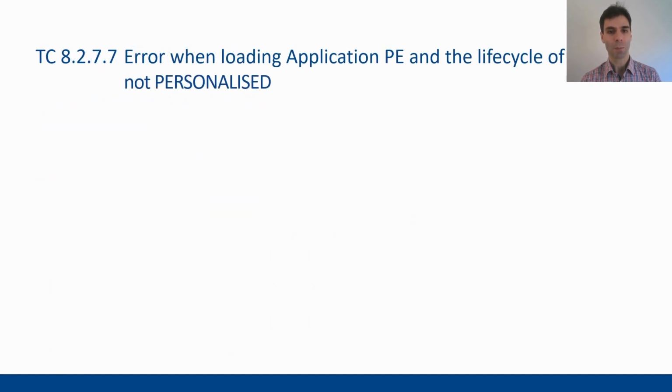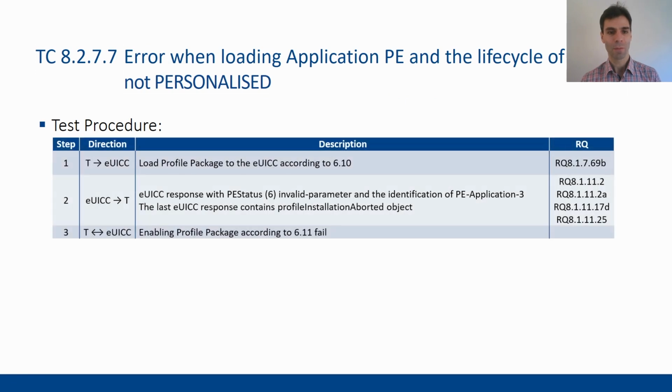So what is expected to happen? We send the profile package, and in step 2 we see that the eUICC responds with PE status 6, which is invalid parameter, and the identification of PE application 3. And the last eUICC response shall contain the profile installation aborted object.